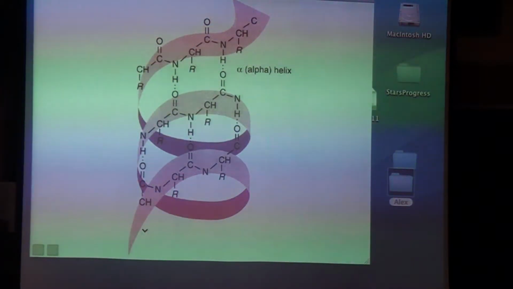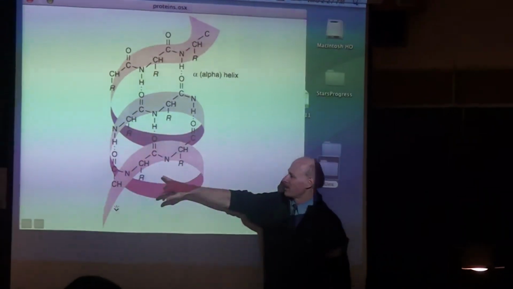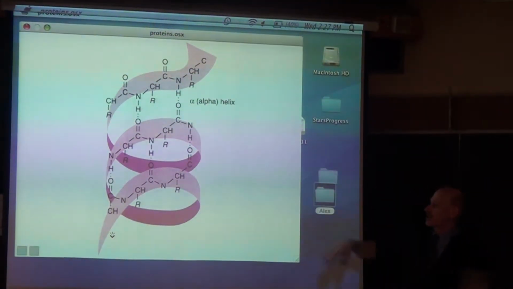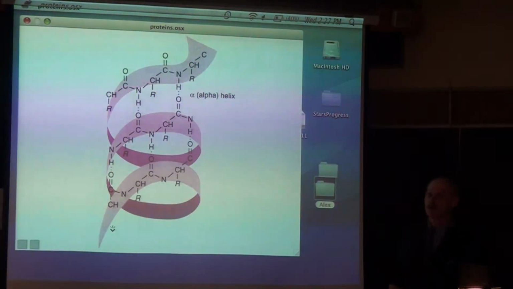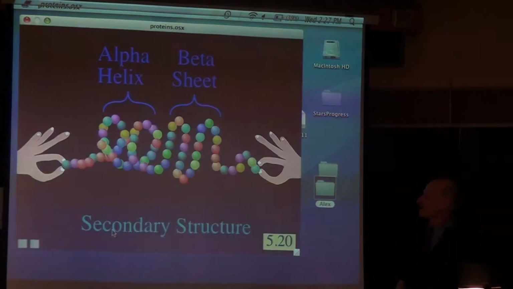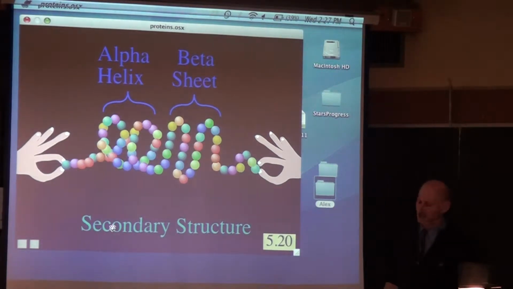to each other. So in other words, the R groups are not involved in any of this hydrogen bonding that forms the secondary structures like the alpha helix. It's just hydrogen bonding from the backbone. And the same is true with the beta sheet secondary structure. That's the zigzag back and forth pattern.